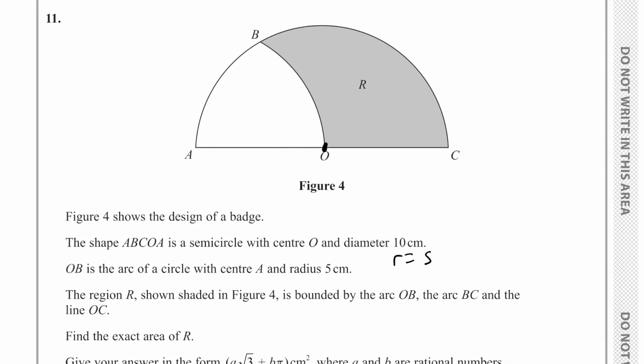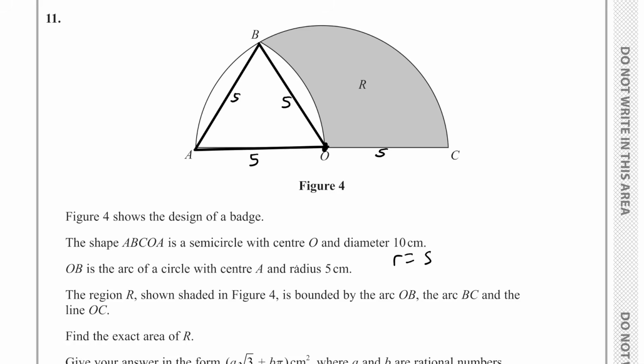So we have a radius of 5. That's a radius, that's 5. That's a radius, and that's a radius. So we've got an equilateral triangle here because they are all 5 centimeters. They are all the radius.